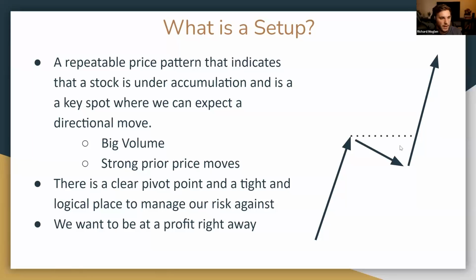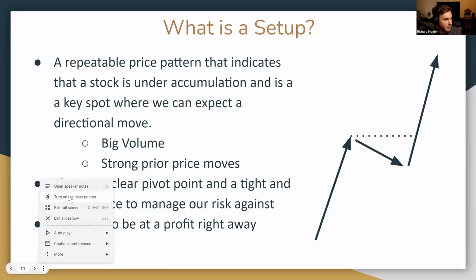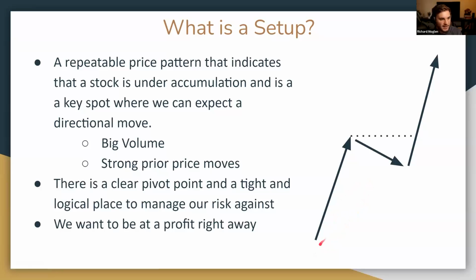And over to the right here, let me actually bring up the laser pointer. This is my incredibly detailed drawing here. This is basically a representation of a setup. Very simply, we've got an initial thrust upwards in terms of price. We want to see volume included here. Then we've got a pause, a consolidation, and then a resumption of that longer term trend where we break through that pivot.